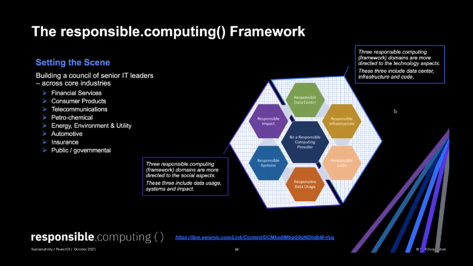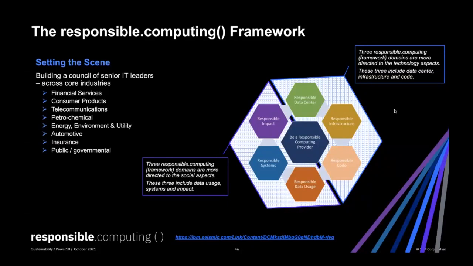So you can see there are six total domains to being a responsible computing provider. You can look at the technology areas, which include the data centers. Of course, the cloud providers have some very efficient data centers, but I know a number of the partners I work with have been creating data centers that are very energy efficient as well. And we talked a bit about responsible code.